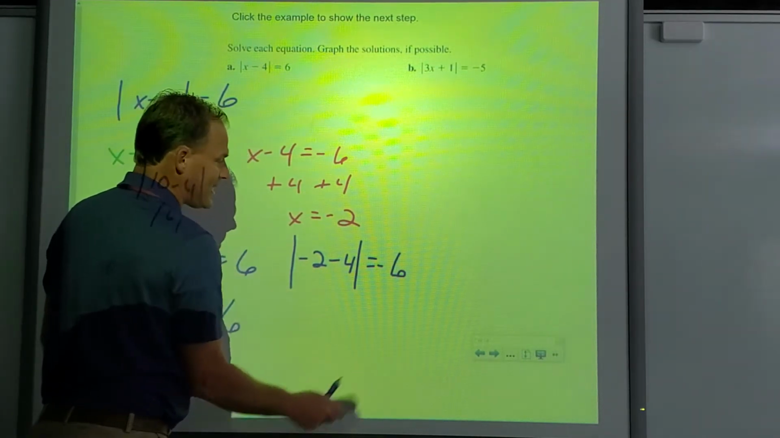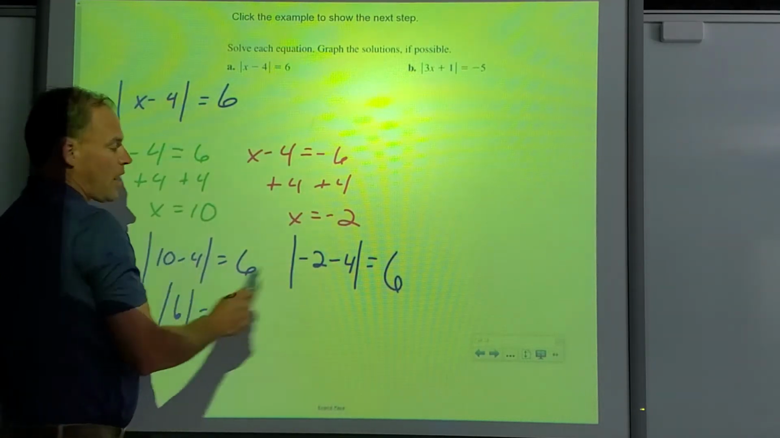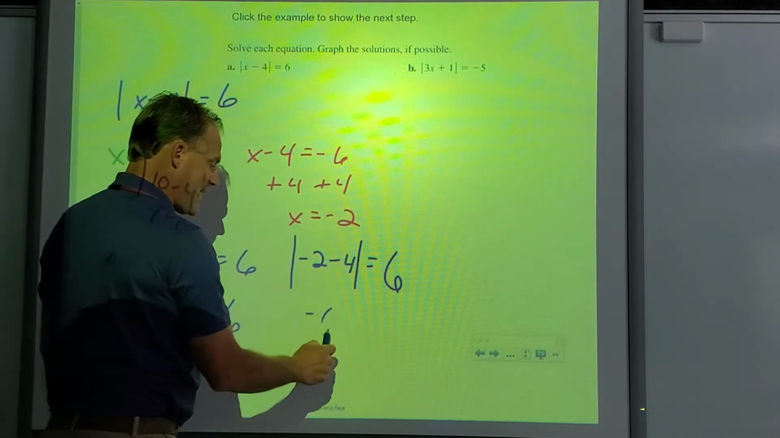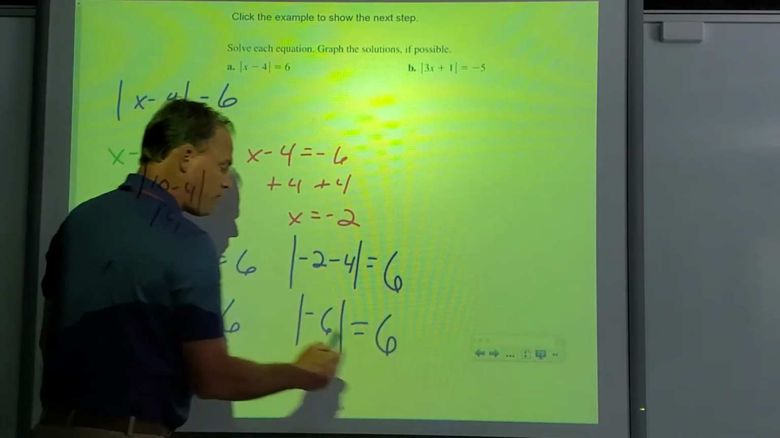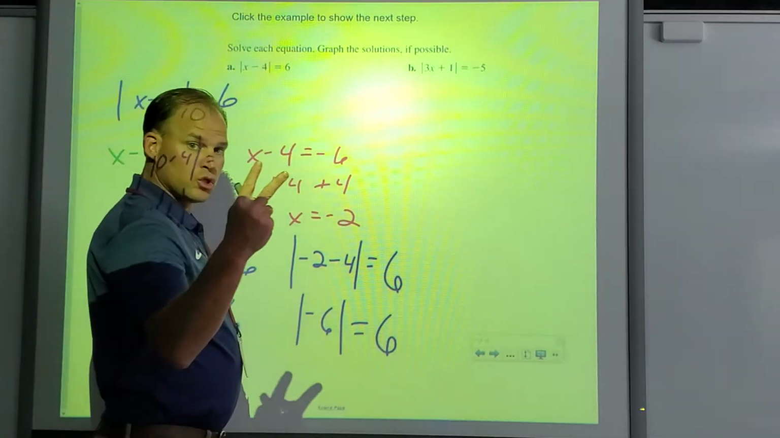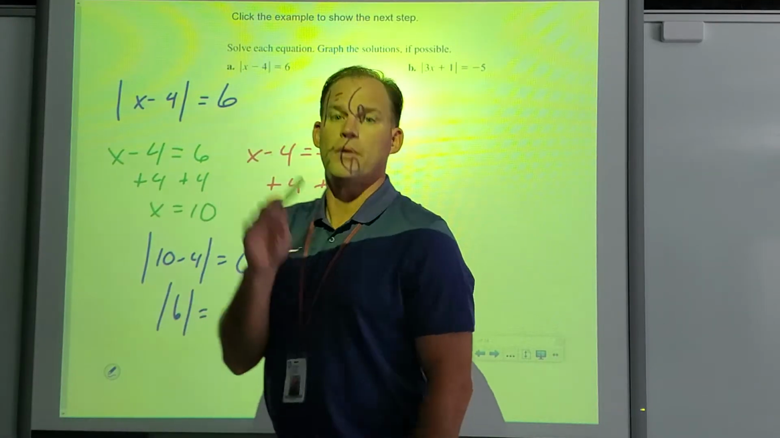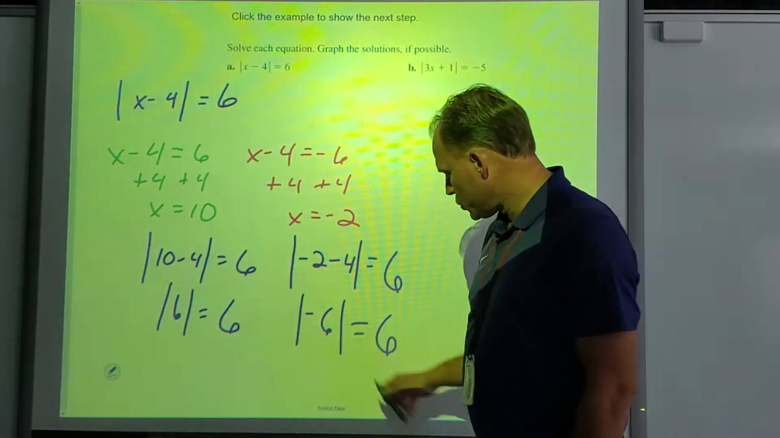Plug negative 2 in. Remember, when you're checking this, I'm checking it with the original equation. Don't use the negative, use the original problem. Negative 2 minus 4 is negative 6. Is the absolute value of negative 6 positive 6? Yes, it is. Two solutions. There'll be a couple of tricky ones that don't have two solutions. We'll talk about those tomorrow. But for the most part, everything today, two solutions.